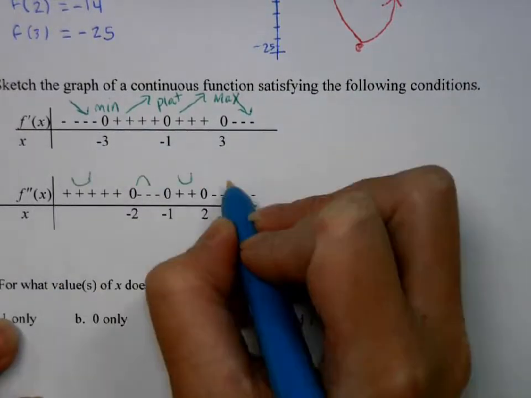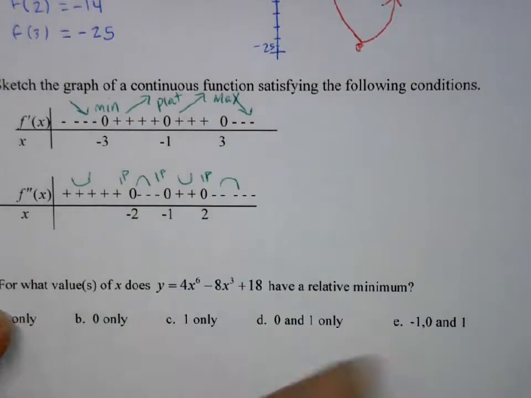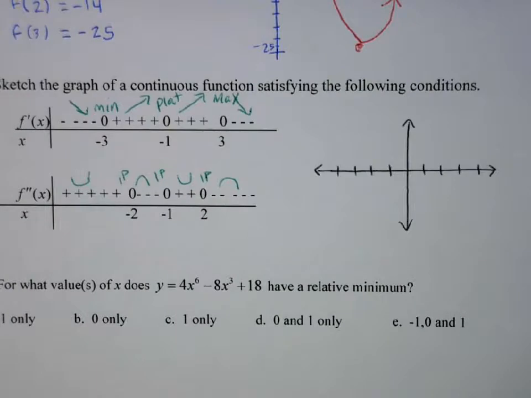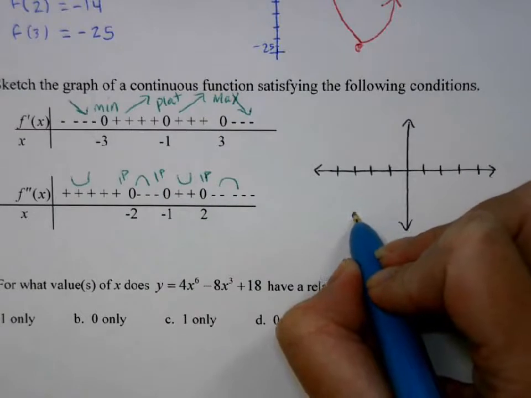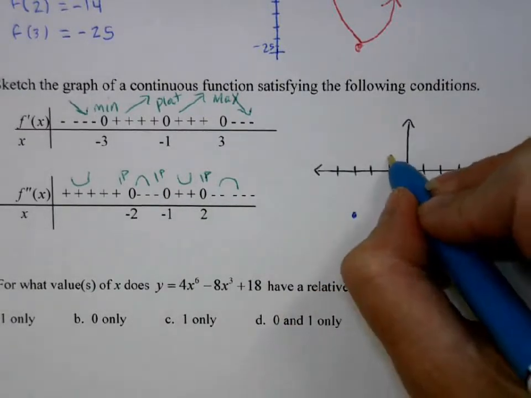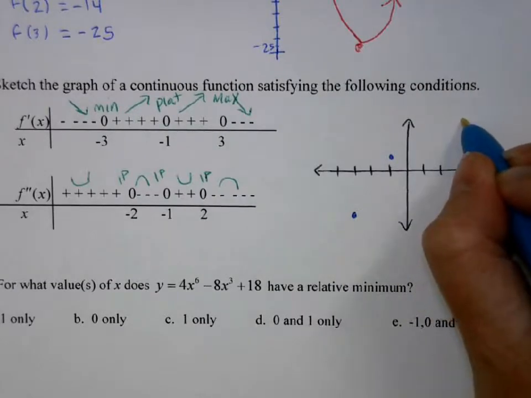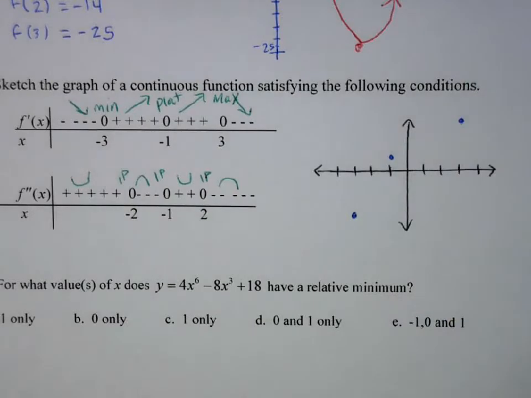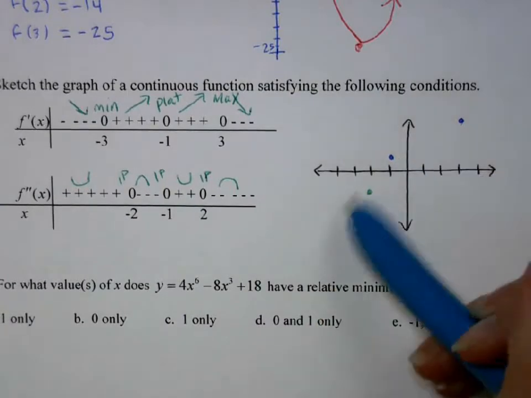So let's try to make a graph here. Okay, so at -3, we're going to have a minimum. At -1, we're going to have a plateau. And at 3, we're going to have a maximum. At -2, we're going to have an inflection point, so I'm going to label that just kind of halfway in between those two. At 2, we're going to have an inflection point, so between these two points.